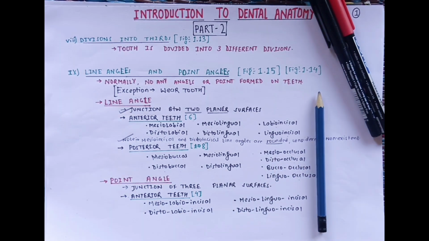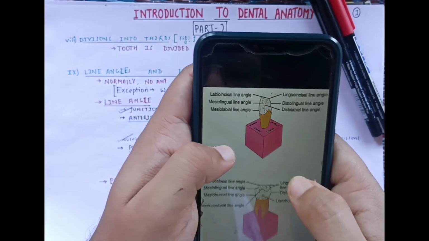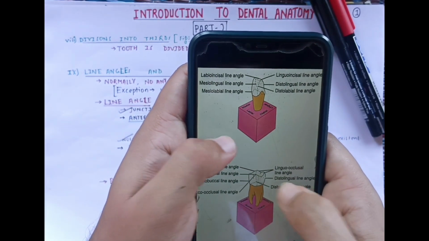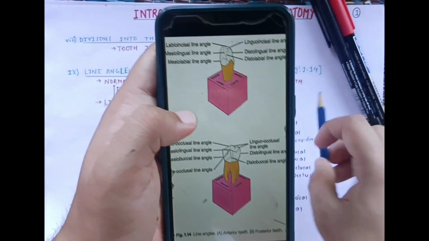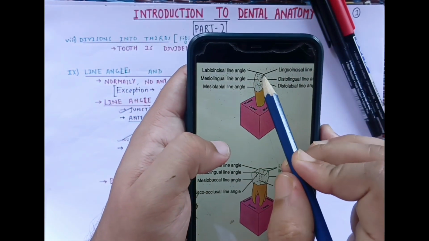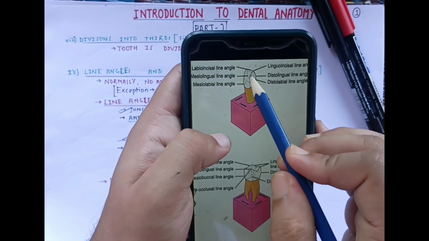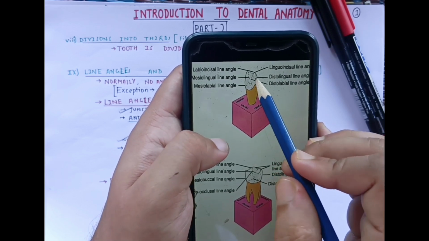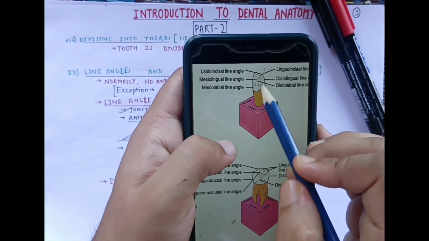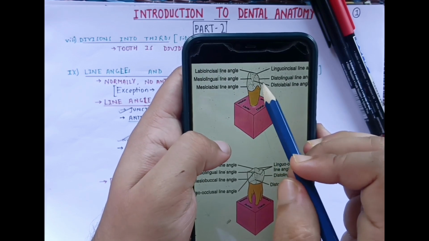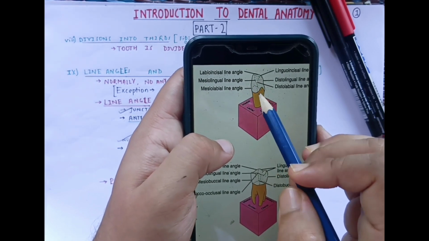Let's see here. This is the anterior teeth and we are looking at the line angles of the anterior teeth and posterior teeth. In anterior teeth we can see this is a labioincisal line angle. On the back side of that there is a linguoincisal line angle that is dotted. On the distal side there is a distolabial line angle and distolingual line angle. Similarly, on the mesial side there are mesiolabial and mesiolingual line angles.